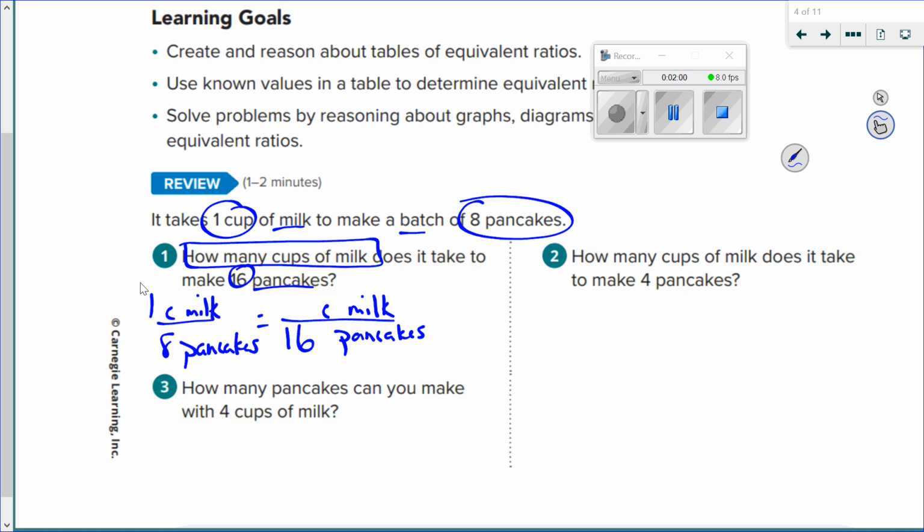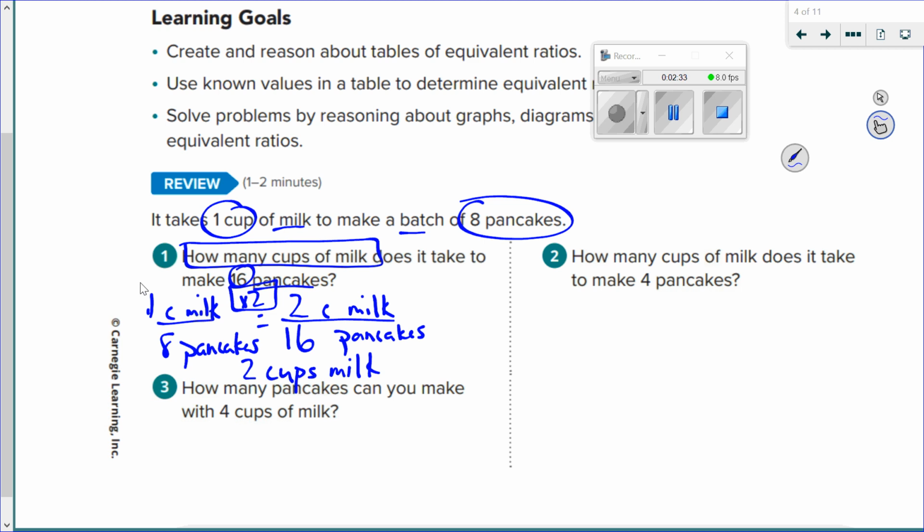Then you have 2 options. The way I like to do it is what we call the magic box. I draw a box and I just say, how do I go from 8 to 16? What do I do? Times 2. That goes in the magic box. So now I know I go 1 times 2 and I get 2 cups of milk. That is the work that we expect to see on these problems. If all you did was write 2 cups of milk, and this is a quiz, are you getting full credit? No, you're not, because you haven't shown any work.